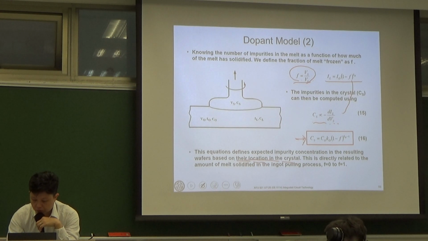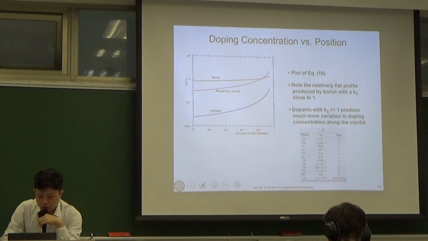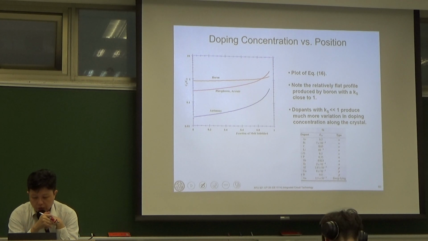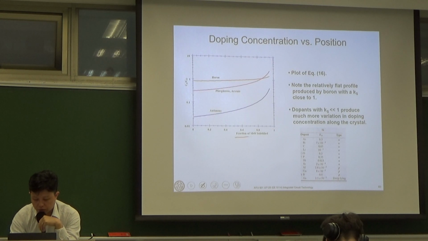So we can plot this equation 16 into these figures, as we can plug in different segregation coefficients here. The x-axis is the fraction of melt that solidifies, which means this is F. So F equals 0 is the beginning, and F equals 1 means all the liquid has now turned into solid.